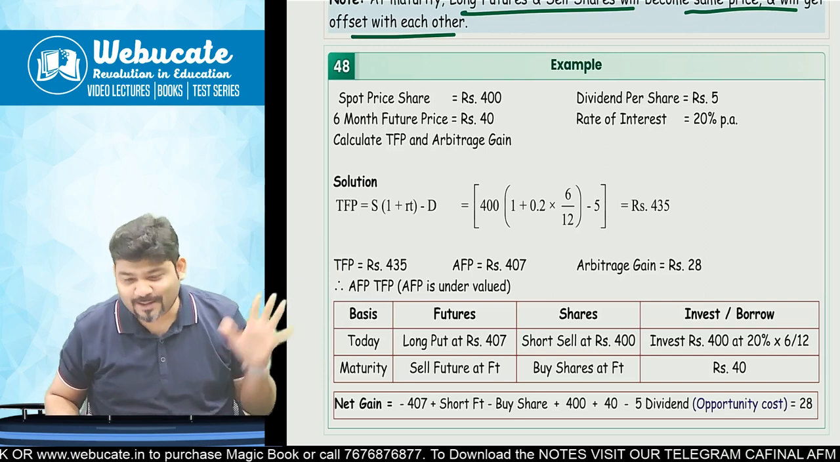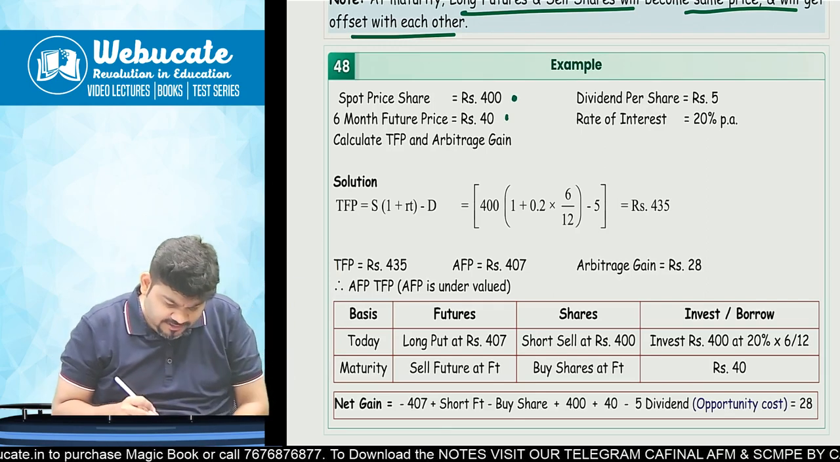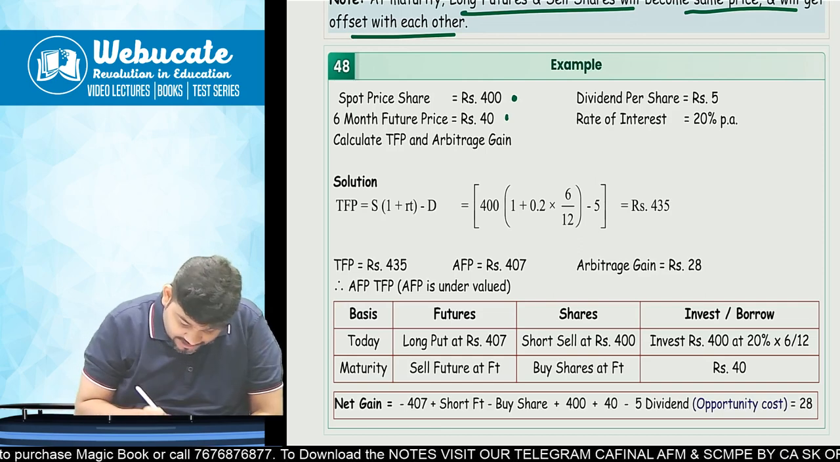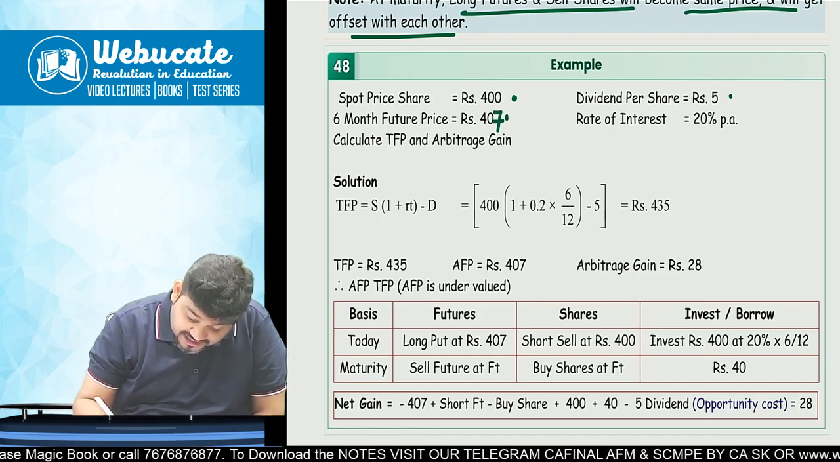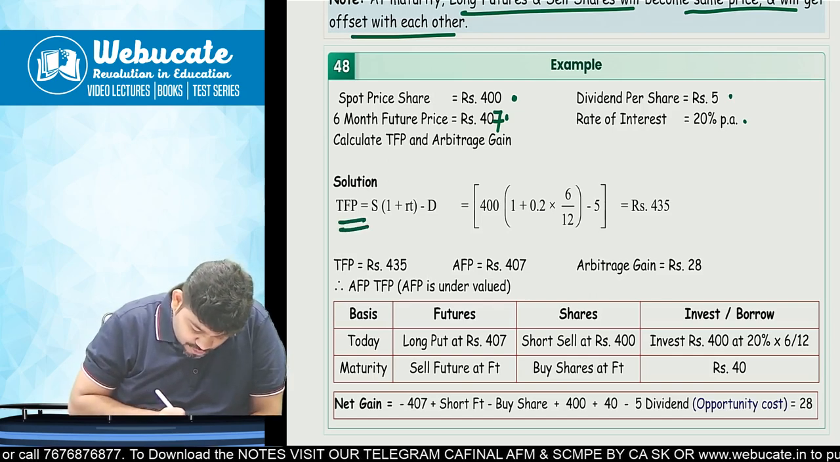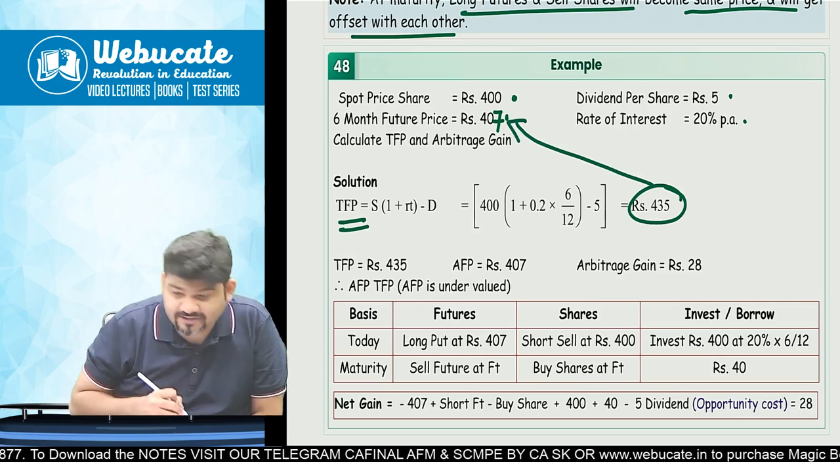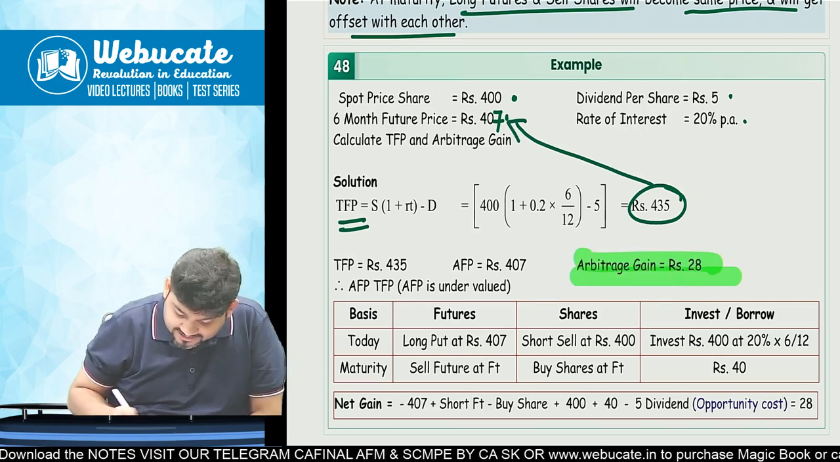Now, example: spot price 400, 6 month future price 407, dividend per share 5, rate of interest 20%. So ideally, what should be the theoretical future price? It should be 435. But it is 407, means for sure there is an arbitrage gain of 28.